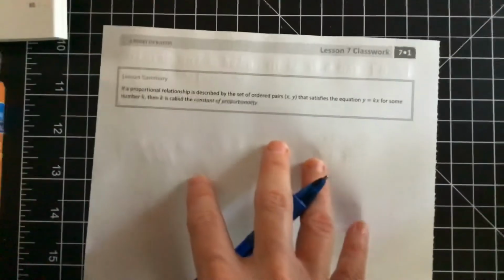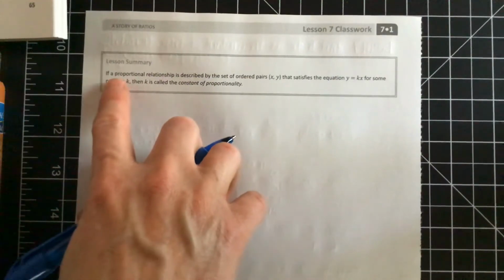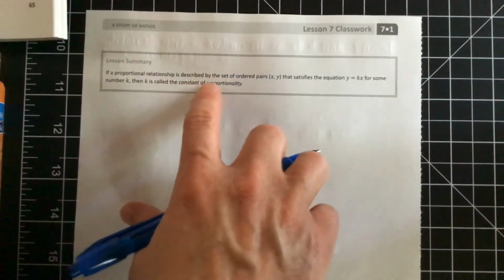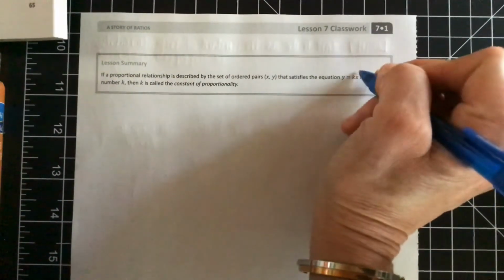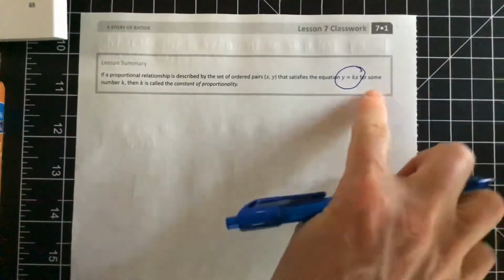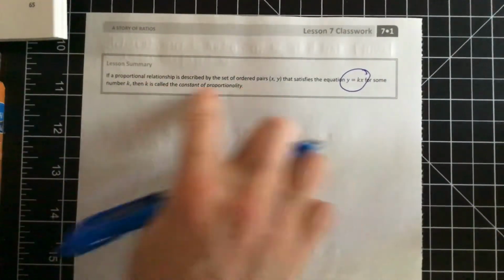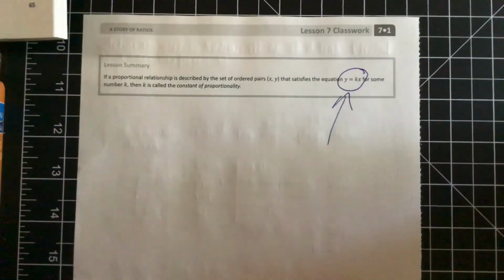All right, so in closing, on the back of that page, on page 64, you see the lesson summary. If a proportional relationship is described by the set of ordered pairs x and y that satisfies the equation y equals kx for some number k, then k is called the constant of proportionality. So that's the equation that we're going to be working with.